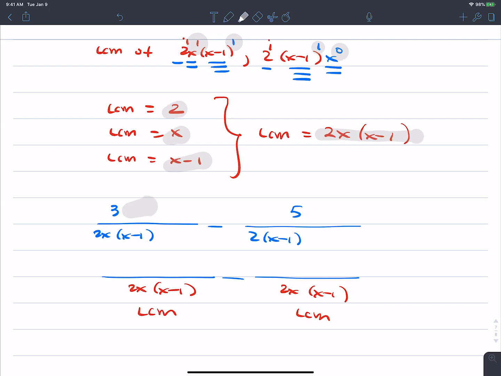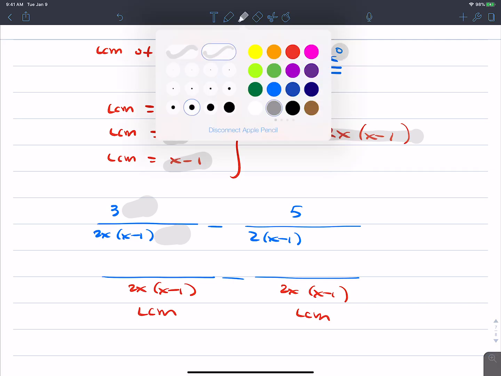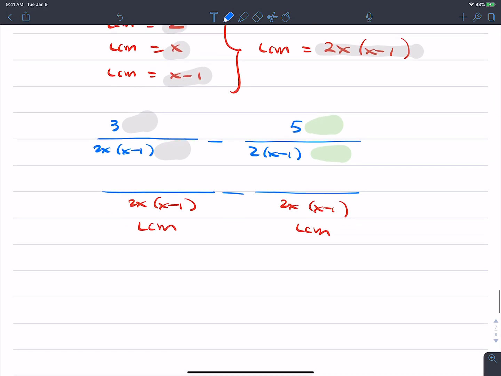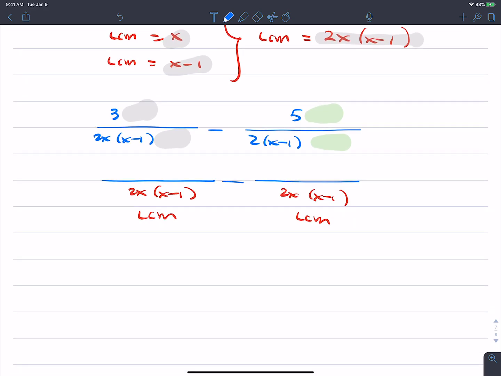Again, we need to find a term that multiplies top and bottom here, and a different term for this fraction. And now it'll be a lot easier to find those terms because I know that 2x times x minus 1 times another term better be the LCM, the least common multiple. And we already have a 2x. We already have an x minus 1. So that means a 1 goes here and here. We just multiply. So this denominator will be equivalent to the LCM.